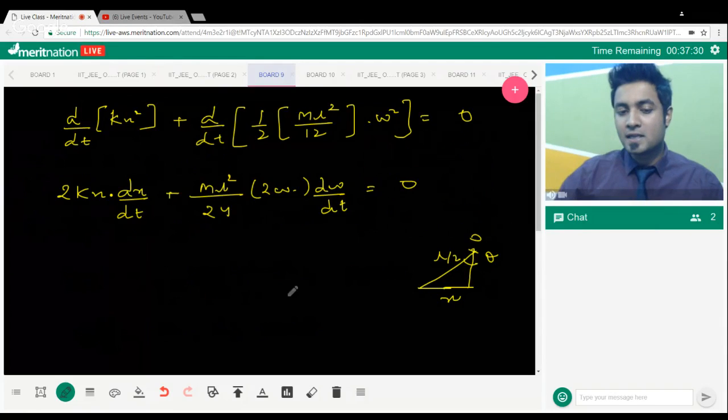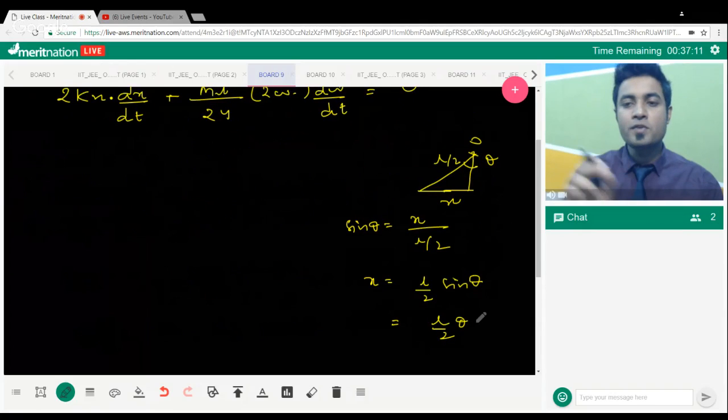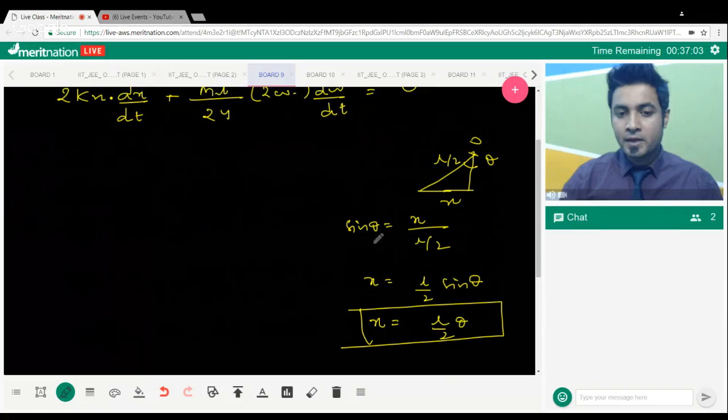So if you're writing sine theta in this triangle, sine theta will give you x upon l by 2. Or if you're calculating x from here, it will give you l by 2 sine theta, or you can write it here as l by 2 theta, because we are just moving it with a small angle, and that is nothing but this theta. So x equals l by 2 theta.